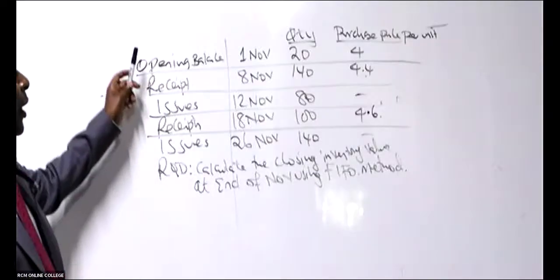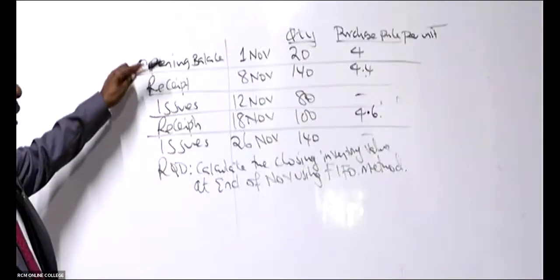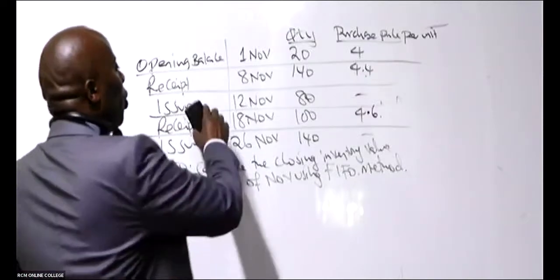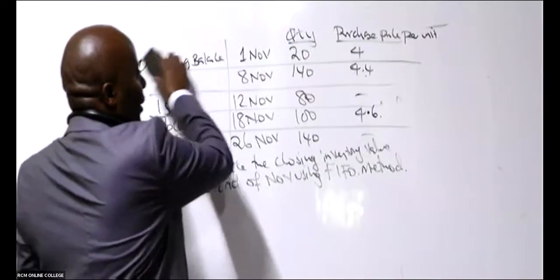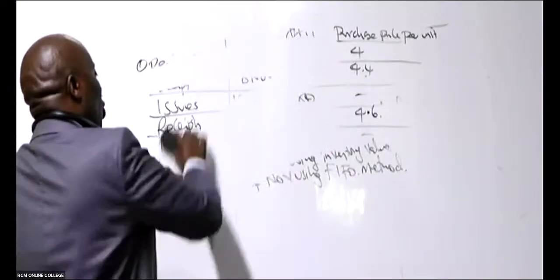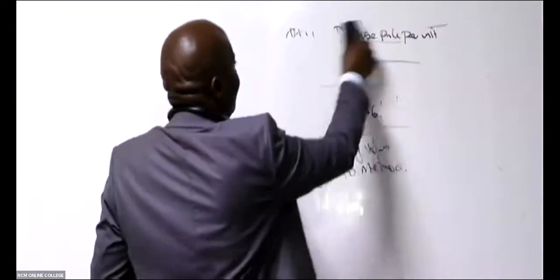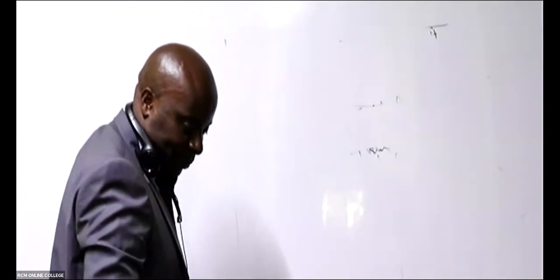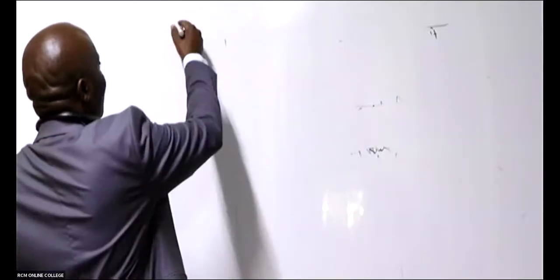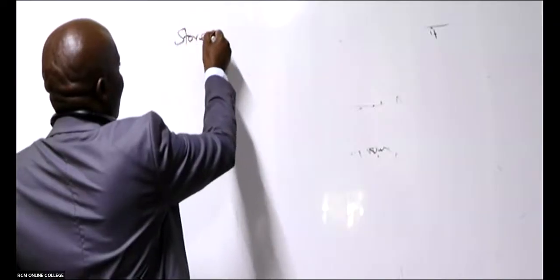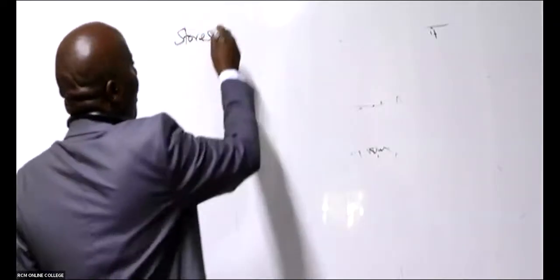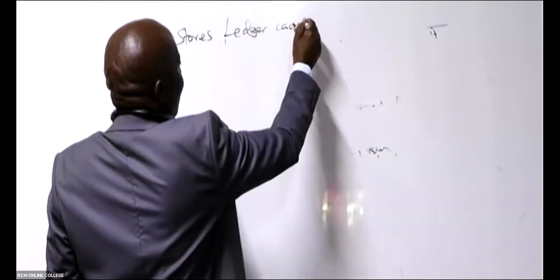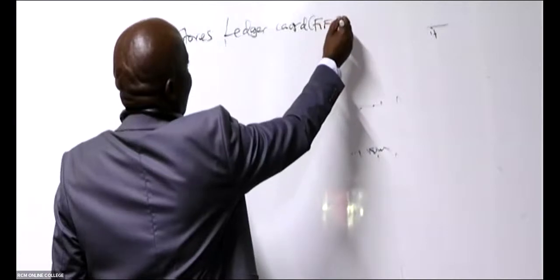I hope all of us have been able to copy down this information. It will be given to you in an exam. If that is the case, then we write this solution: stores ledger card. We are using a method called what here? First in, first out.